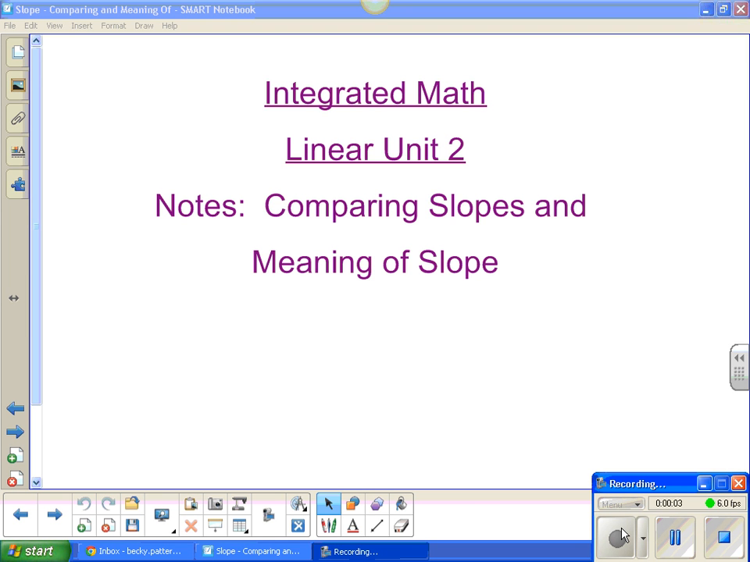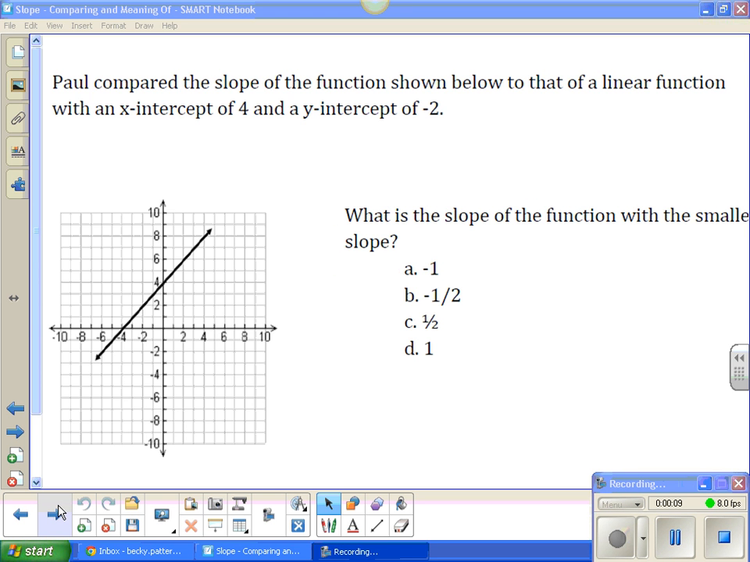This lesson is on comparing slopes and the meaning of a slope. Paul compared the slope of the function shown below to that of a linear function with an x-intercept of 4 and a y-intercept of -2. What is the slope of the function with the smaller slope?